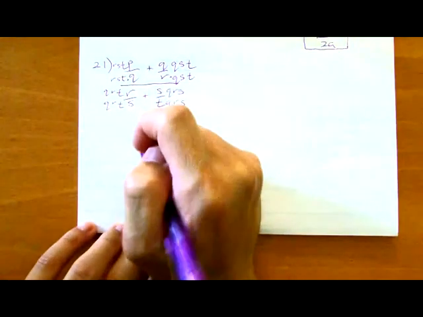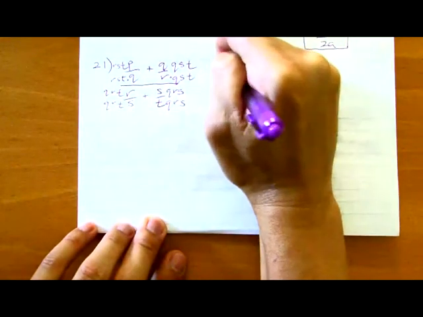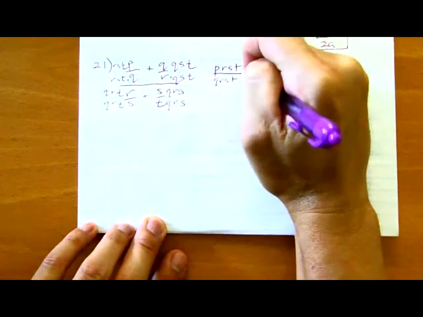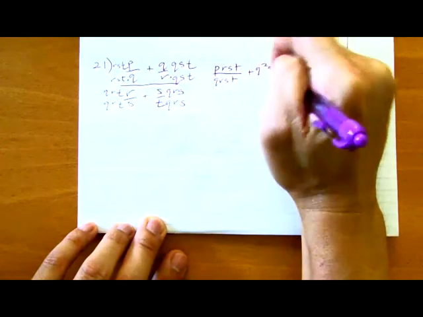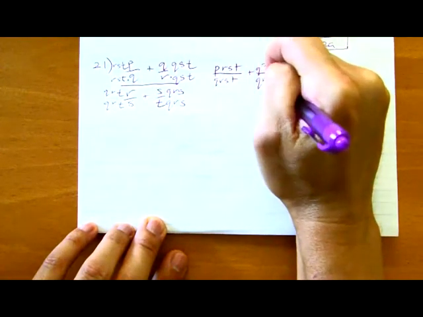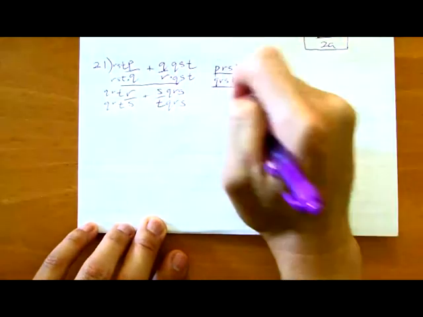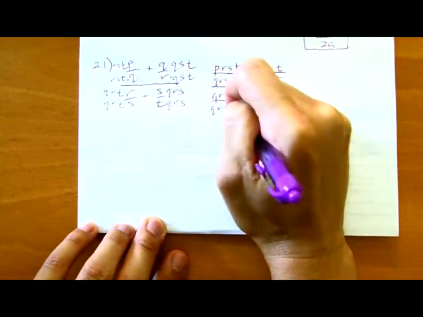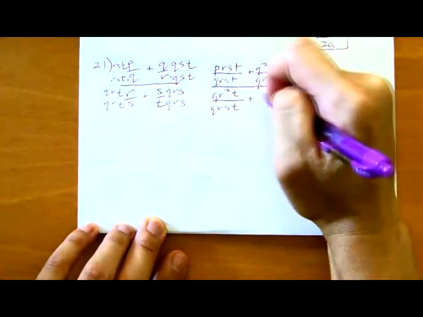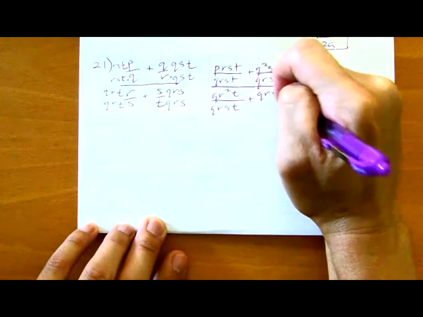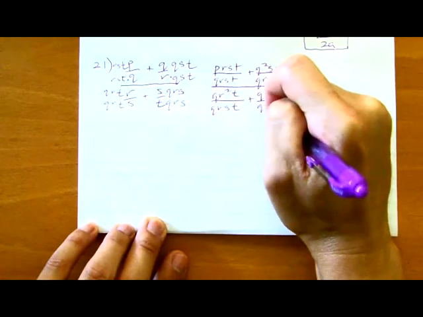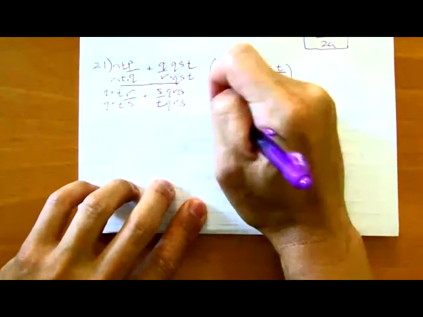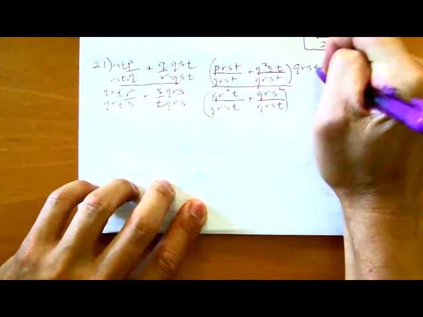Okay, so that'll give us PRST plus Q squared ST over QRST, sorry, over QR squared T over QRST plus QRS squared over QRST. Okay, so all the denominators match. Let's just eliminate them. Multiply top and bottom by QRST.